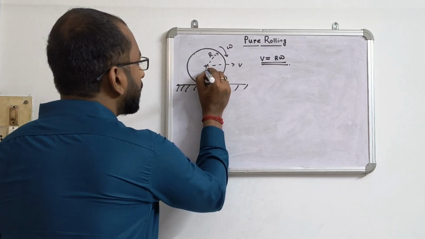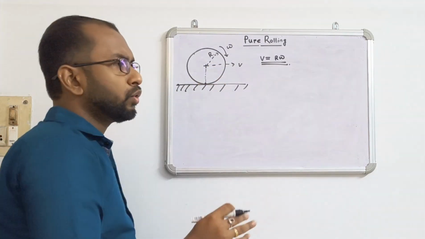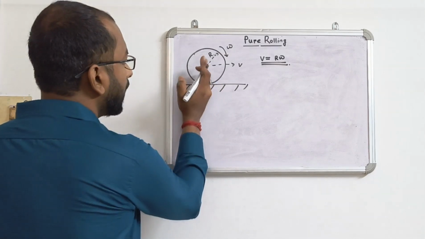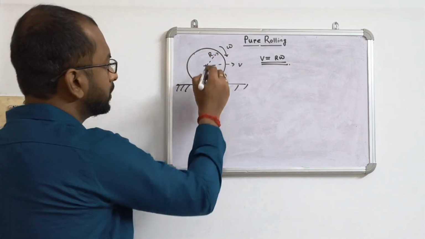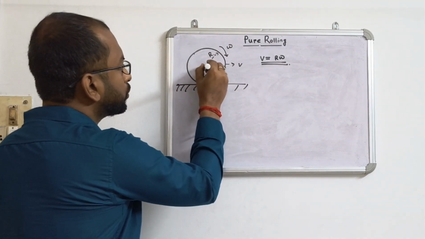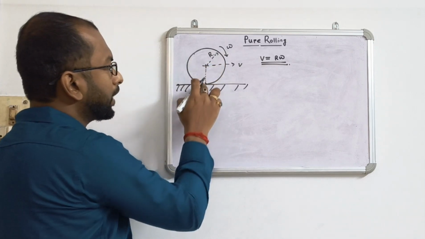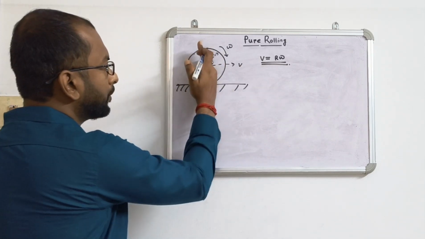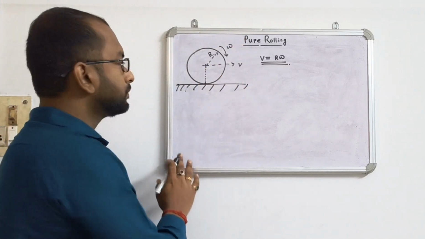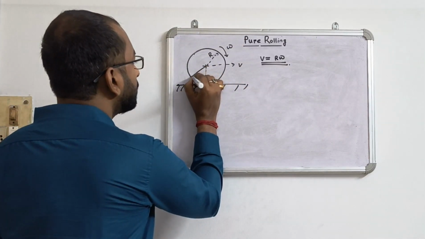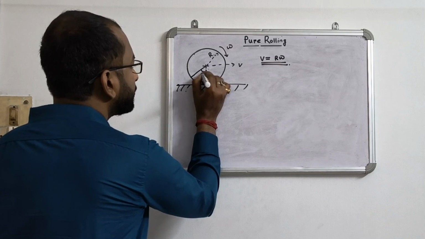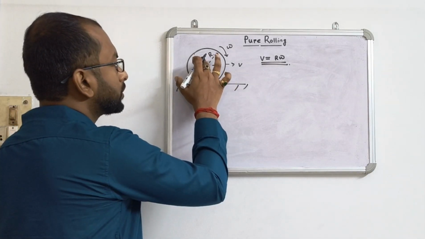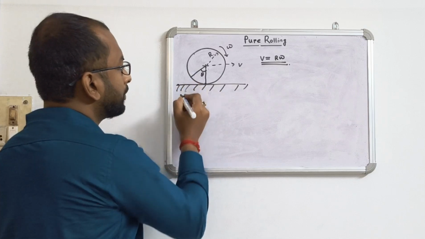Now, if I ask what will be the total velocity of a particular point at any angular position, we will start to measure the angles from here. We'll join the center and the point of contact at that instant, and measure the angle clockwise. So let's say at any random angular position, the angle from the line joining the center and the point of contact is theta.